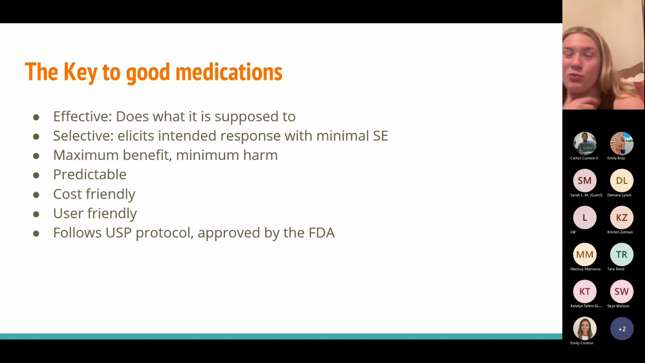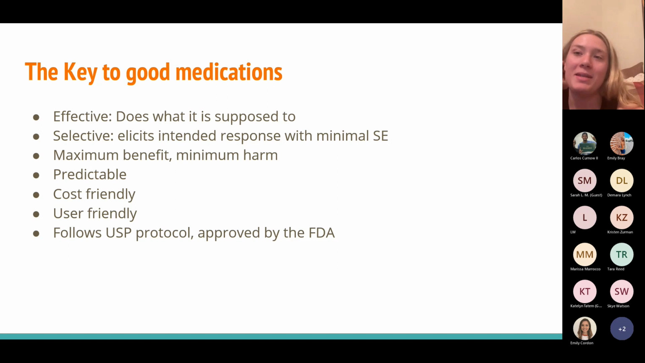So how do we rate medications? Are they good? Are they bad? What are we doing? Medications have to be effective. It has to do what we want it to do. With our anti-tubercular meds, we really want them to help cure our patient of tuberculosis, get that out of their system. That's what it's supposed to do.